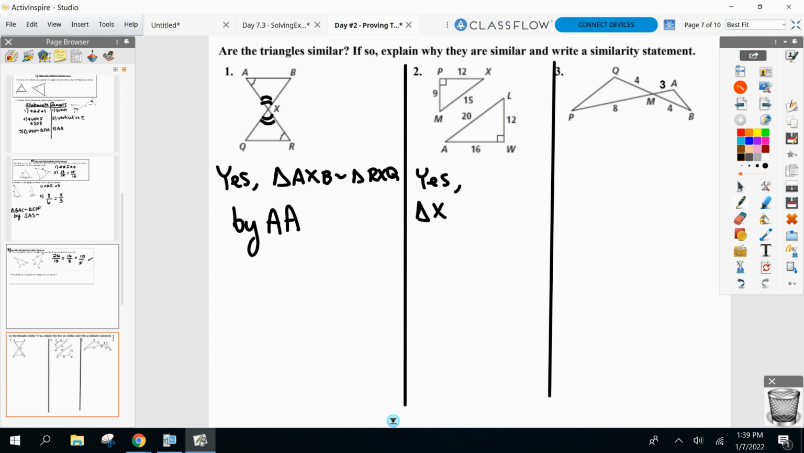Triangle, I'll do my version. XPM similar to XPM AWL. What'd you guys say, Greg? SAS. All right, that's one way. SAS similarity. Anybody do side, side, side? Nobody? Okay, yeah, you can do side, side, side.